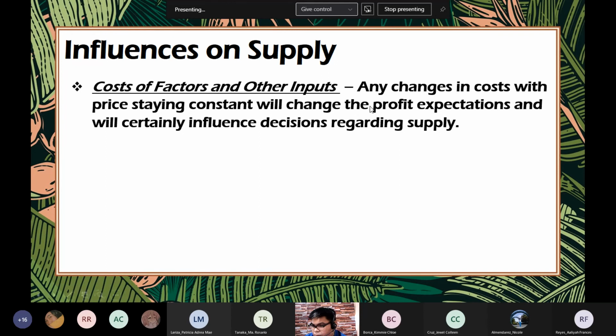Pag nagbago raw yung cost, no? Nagbago yung mga cost mo, pero yung presyo mo is the same. Siyempre, liliit yung profit expectation mo. Kasi typically, naka-forecast na yung profit mo eh. But kung mayroong biglang aberya, tumaas yung presyo ng mga supplies mo, tumaas yung utilities mo, dumami yung empleyado mo, then there can be a problem. So, magkakaroon ka ng decision making regarding the supply.